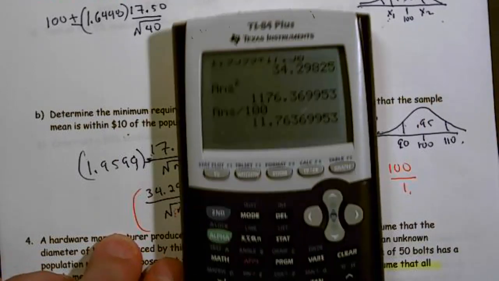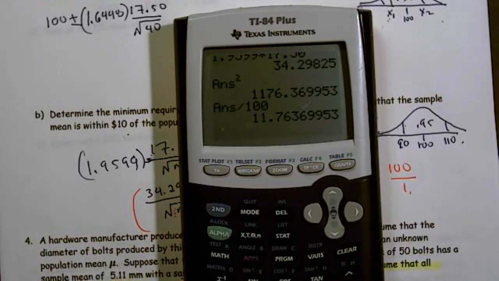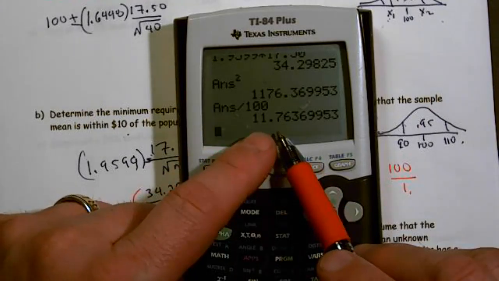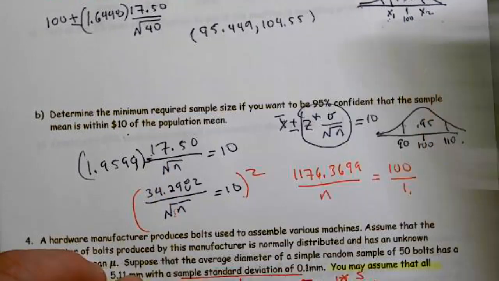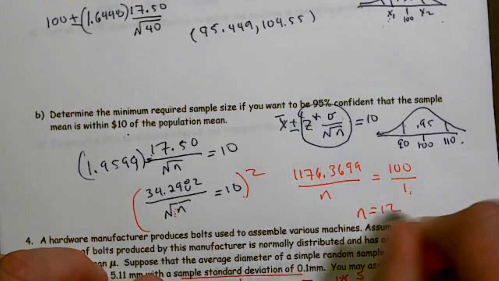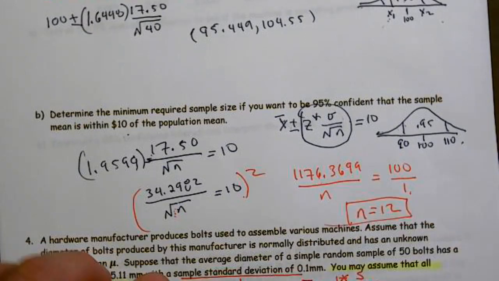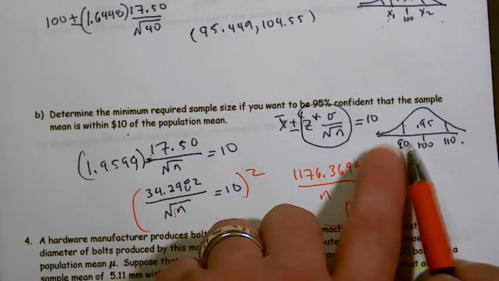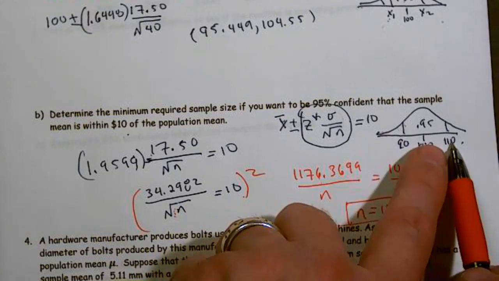Whenever you're solving for sample size, you must always round up. If this had been 11.001, I'd still have to round up to 12. So in this case, we have to have a sample size of 12. And that's my answer. But let's go check this out. It should be no more than 90. It should not be lower than 90, and it shouldn't be greater than 110.